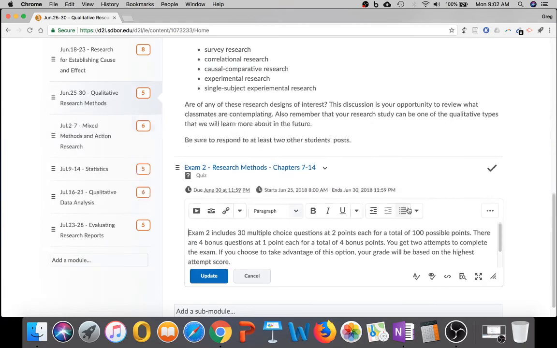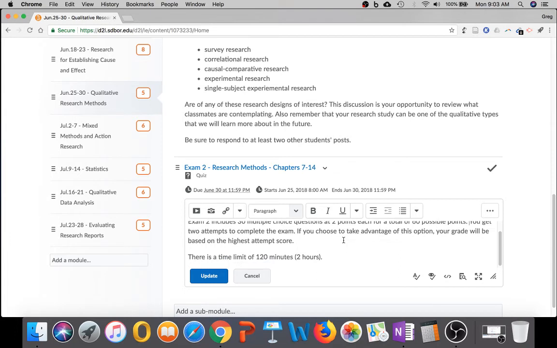Actually, that's wrong. I need to change that. The points don't matter, it just weighs itself in the gradebook anyway. And I'll remove the bonus points questions too. You do get 2 attempts to complete the exam. If you choose to take advantage of that option, again, your grade will be based on the highest attempt score.